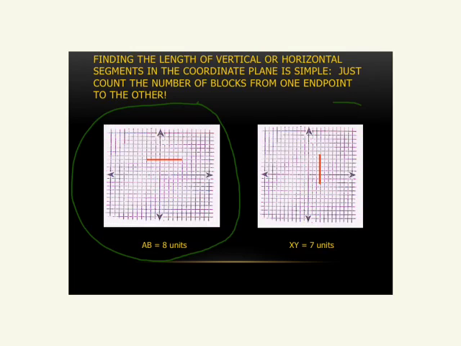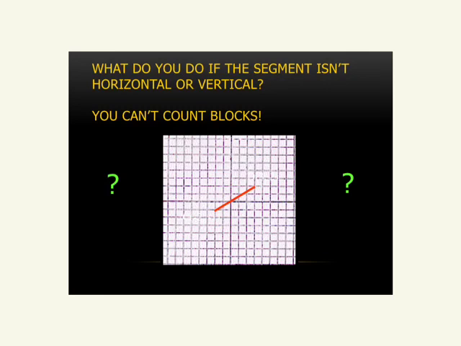Let's look at the one on the right, the vertical line. What's the distance of that line? Well, once again, since it's a vertical line, you can just simply count blocks. And if you count blocks accurately, it goes up 7 units. Now we're going to ask you to find the distance of several different lines. Not just vertical and horizontal, but also lines that are diagonals.